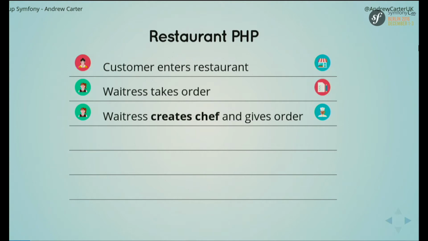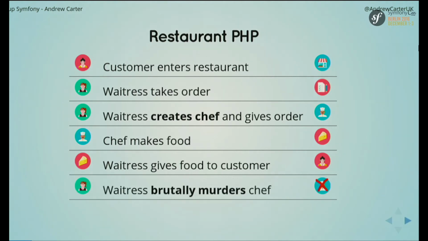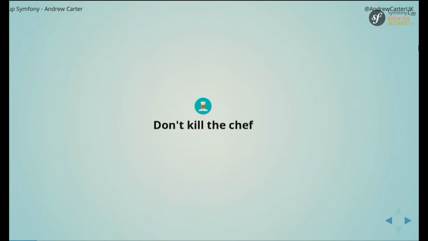This is where things start going off track a little bit. The chef makes the food, at least that's normal. The waitress gives the food to the customer, and the last and the most important part is that the waitress will then brutally murder the chef. Now, can you see how if we were a restaurant manager, we could improve this process? The alternative talk title and my proposal to you all is simply, don't kill the chef. Which, when you phrase it like that, doesn't actually sound like too much of a dramatic proposal.